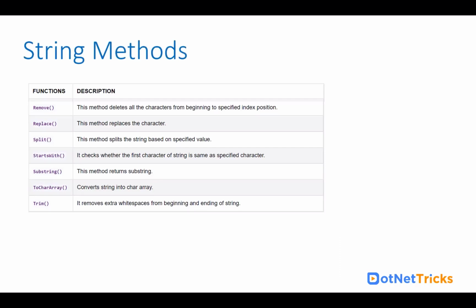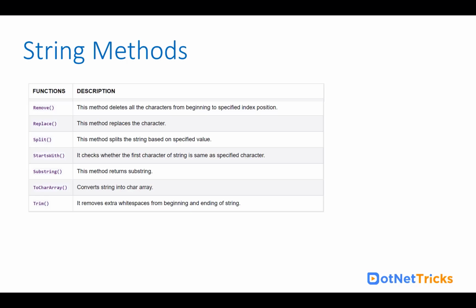We have other methods as well, like the Remove method if you want to remove all the characters from the beginning to the specified index position. You have to define the specified index position, and it will remove all the characters. We have the Replace method if you want to replace characters within your string. We have a Split method if you want to split the string based upon a specified value. Let's say you might split your string by space, or you might split a string by comma. We have a StartsWith method as well, to check whether the first character of the string is the same as a specified character or not. Sometimes we need to find out whether our string is starting with this character or not.